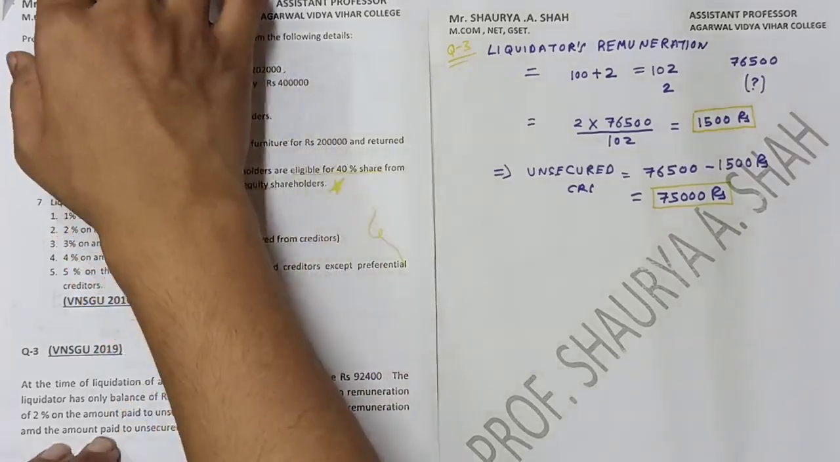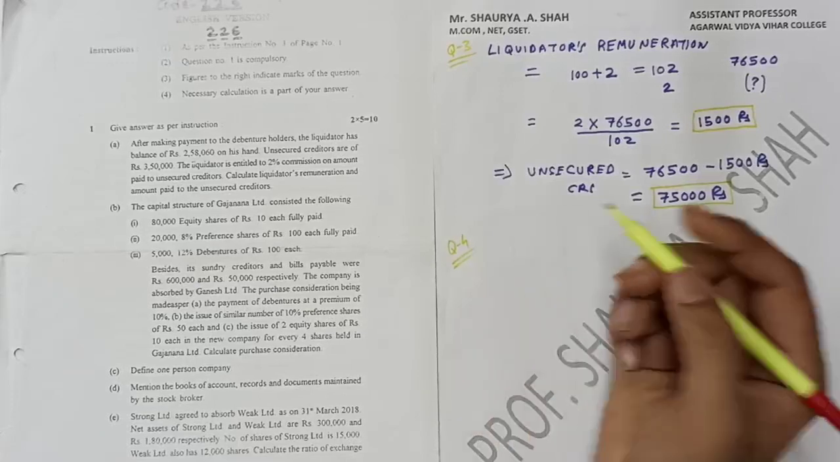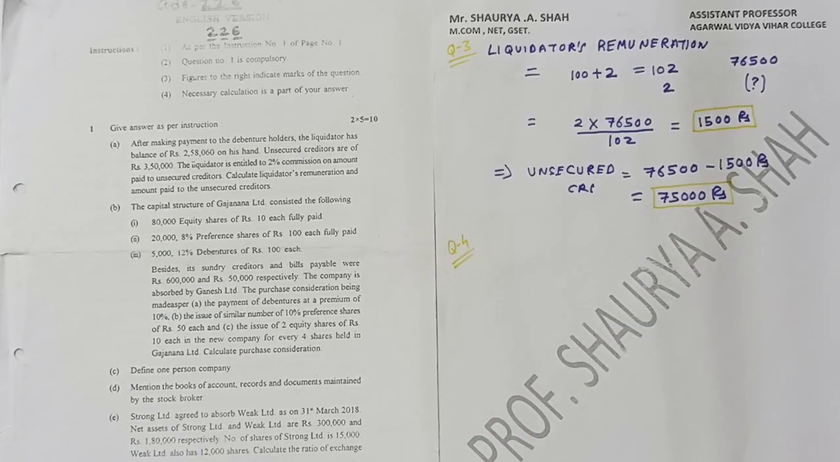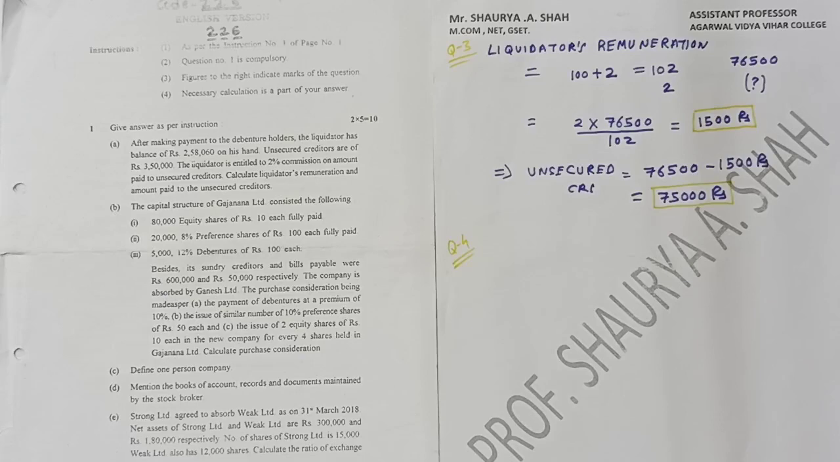We'll be moving on to the next sum, students. That is your VNSGU 2018. Same type, you can solve it again simultaneously. This is your question number 4 of our set, VNSGU 2018. What is the question all about? As you can see, after making the payment to the debenture holders, the liquidator has a balance of 2,58,060 in his hand. Unsecured creditors are 3,50,000. So here the amount is changed to 350 and the balance is 258,060.